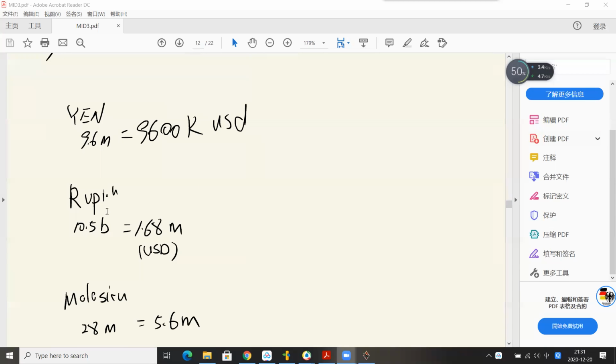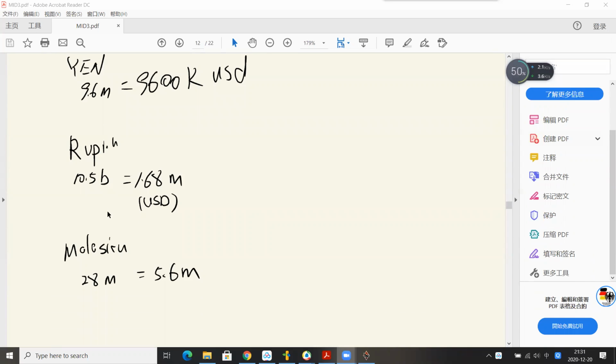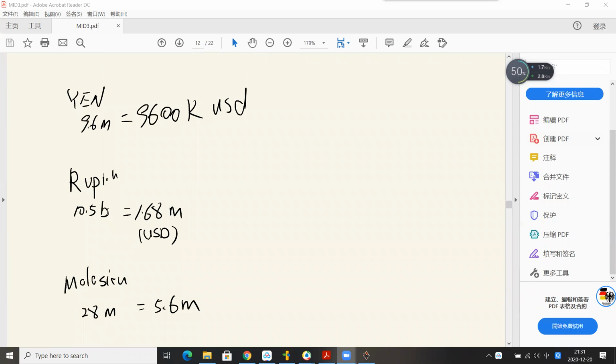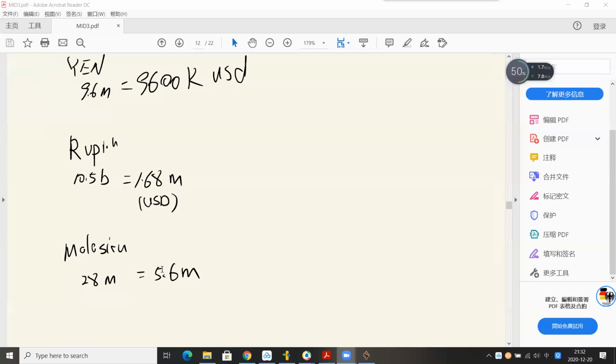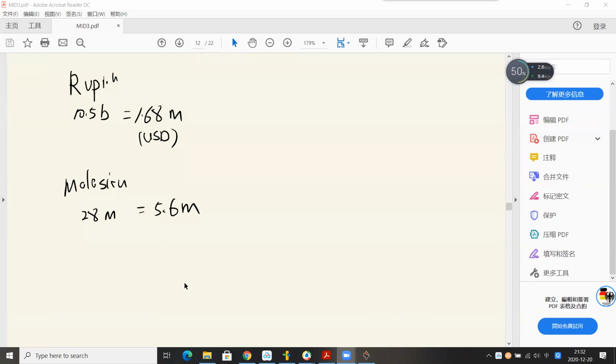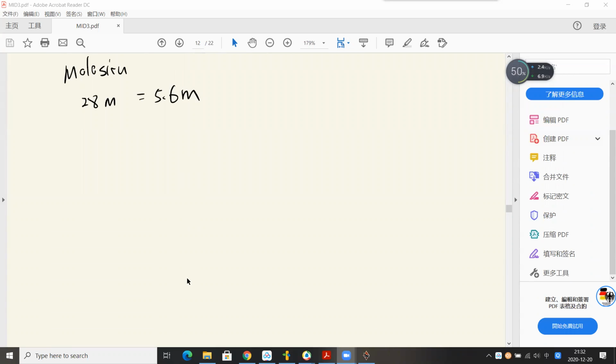In order to do further calculation, I just standardize all units. So let's go with this. Japanese yen is equal to 9,600,000 US dollar. The Indonesian currency should be 1,680 K US dollar, and this similar one is 5,600 K US dollar.